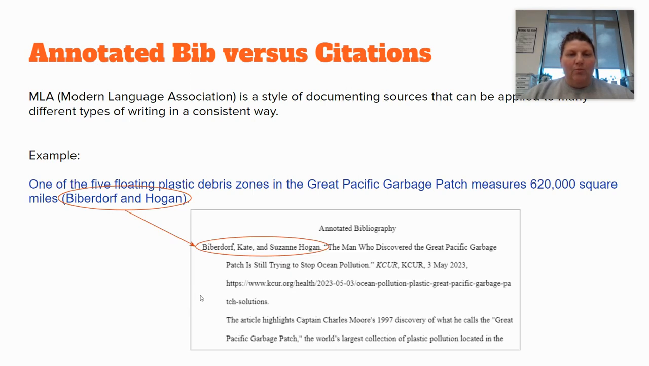And how I know which information to use, I am going to pull that from my annotated bibliography. And we are going to talk in a few slides in the future about how to create those in-text citations and what that needs to look like.